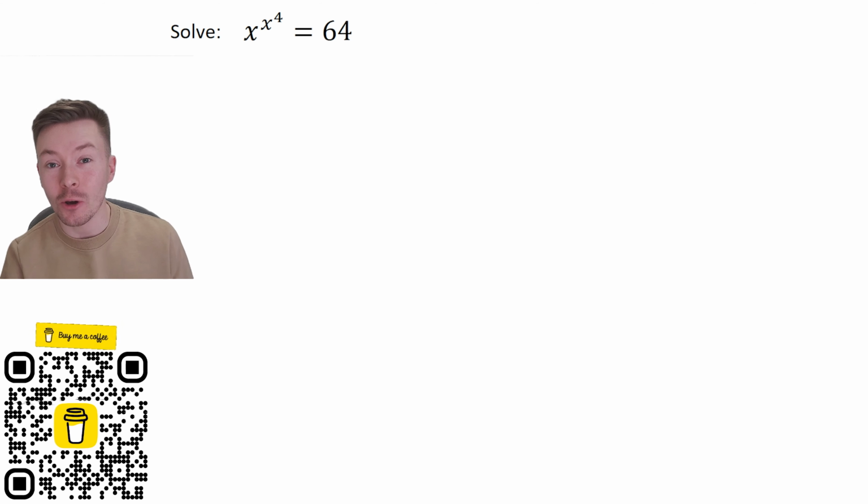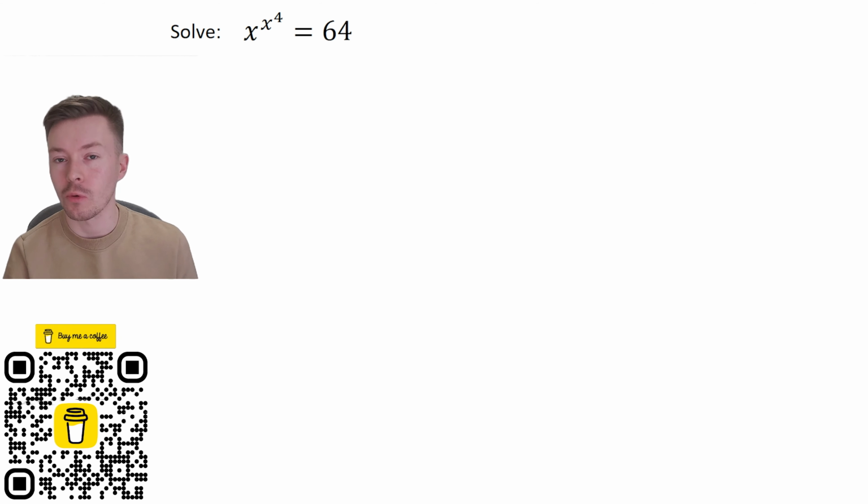On the channel today we're going to be looking at solving this problem. We've got x to the power of x to the power of 4 is equal to 64. What we want to think about here is powers and how we can manipulate them to help us solve this problem.